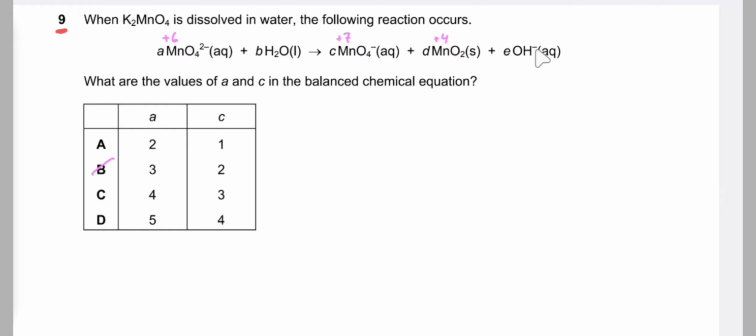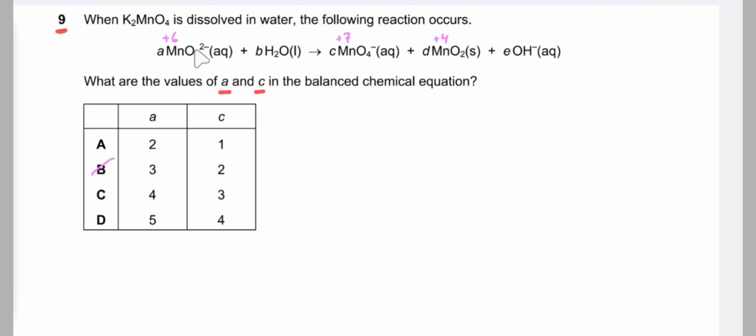So we have been given this balanced equation. What are the values of A and C in the balanced chemical equation? So we need to find the value of A and C, and here we have been given the options. So first of all, we have to find the oxidation state, that is the change in oxidation state.